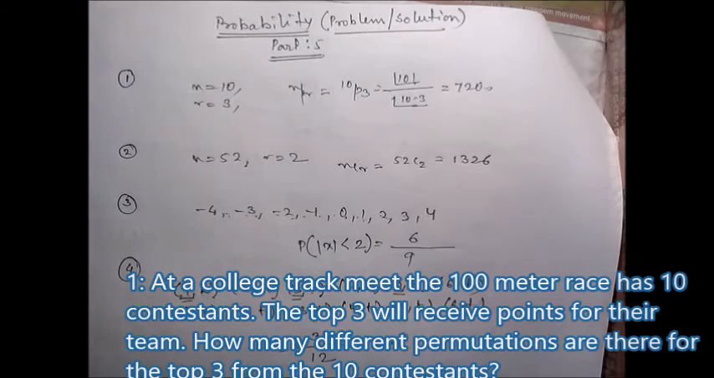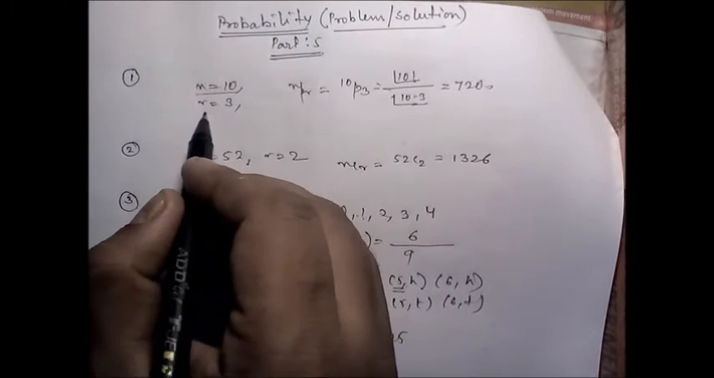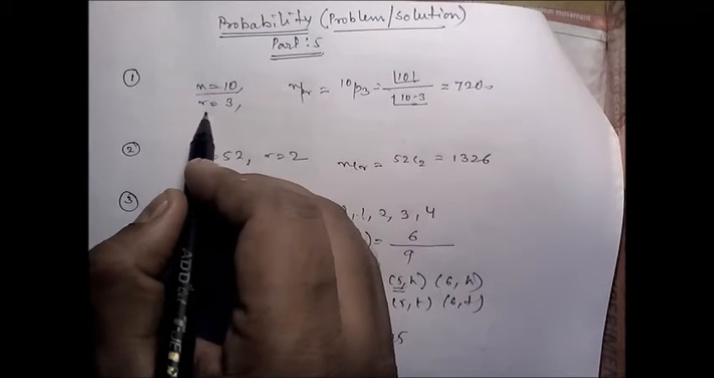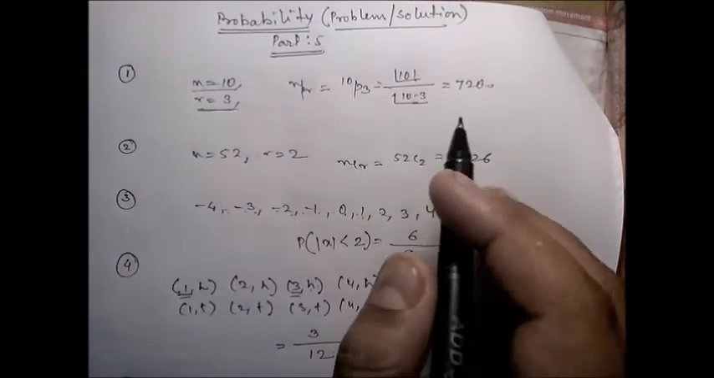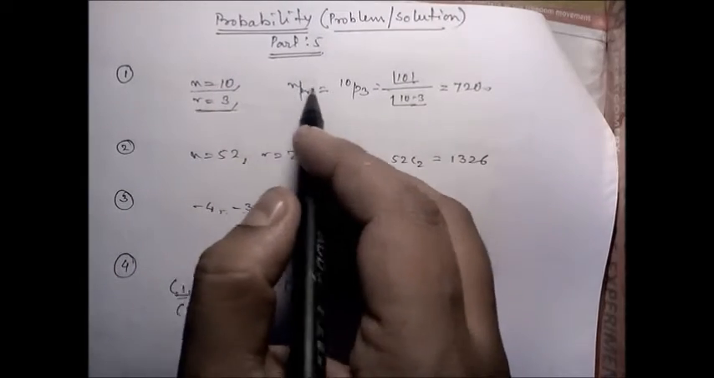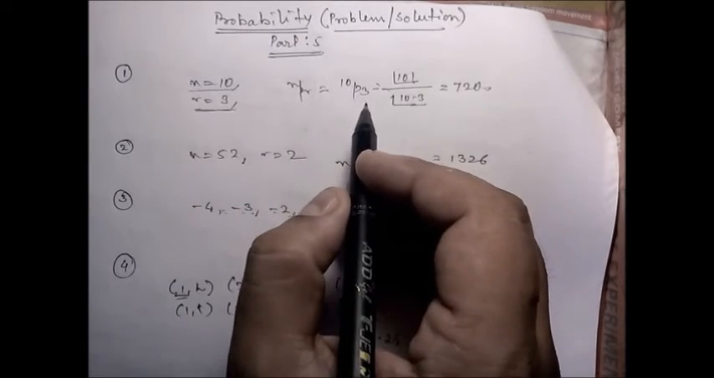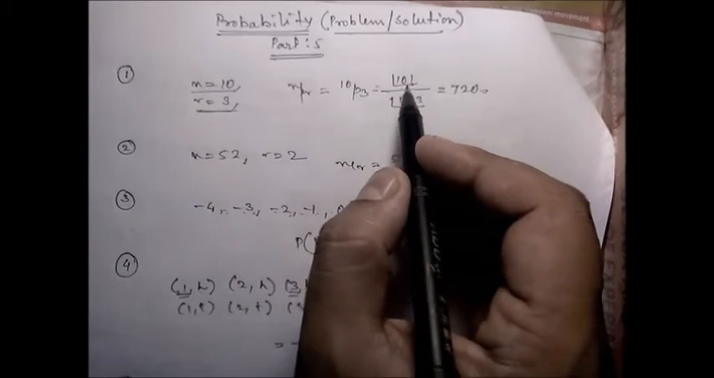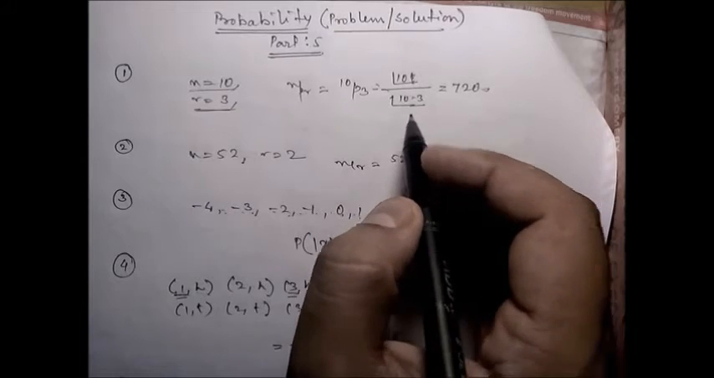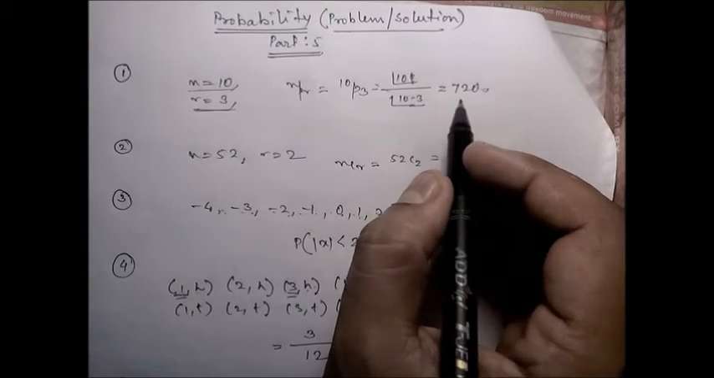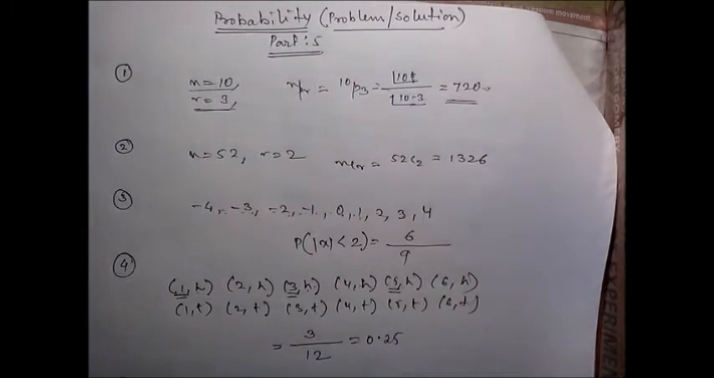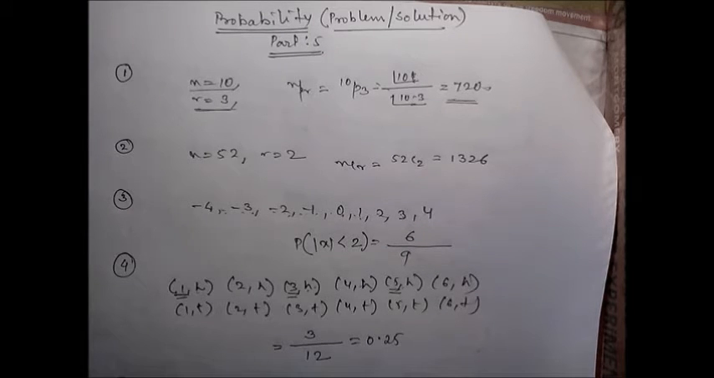Now here n is equal to 10, the number of contestants, and the top 3 will receive the points. So here the position is important, so we have to use permutations. So nPr, so 10P3. So factorial of 10 divided by factorial of 10 minus 3, that is 720. So the required answer is 720. So 720 different permutations are there.